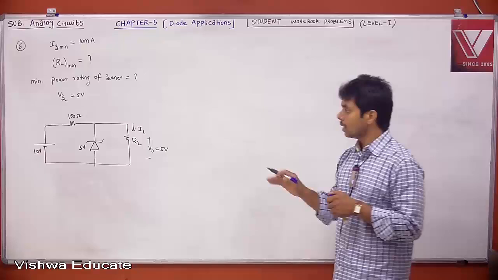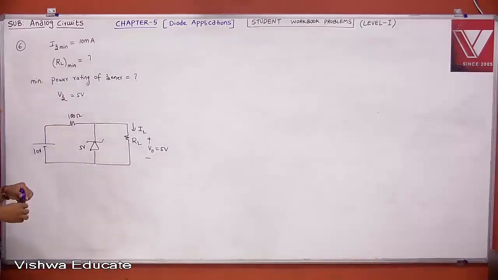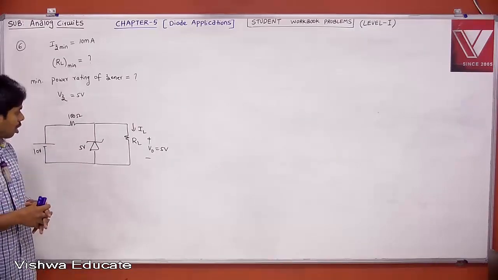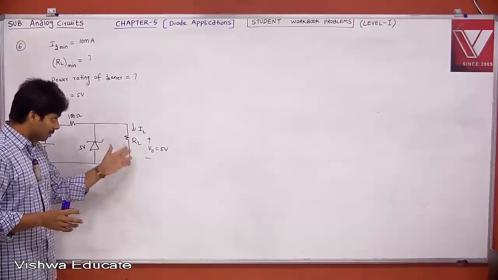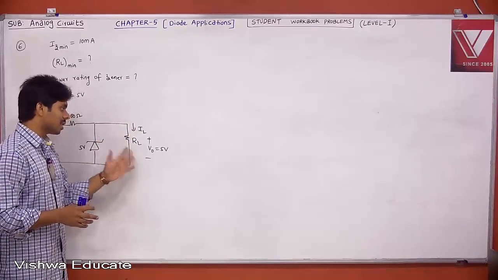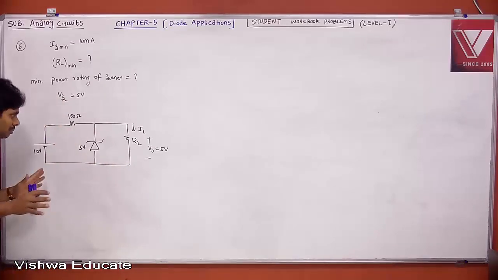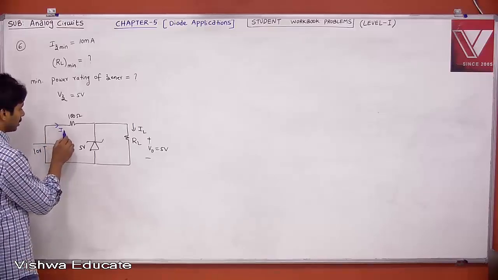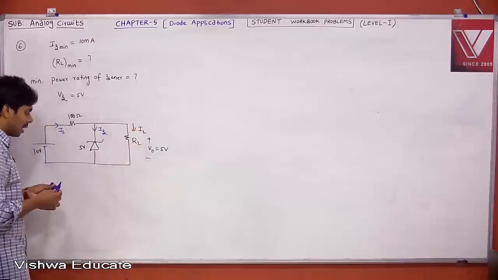I'll explain what is power rating. First of all, let's find your RL minimum and all those things. See, that's what it is related to. For safe regulation operation, here what is the value of RL minimum? The minimum RL value such that it will be safe. Safe means it will have regulation. Very simple, no confusion. We know that this is your source current IS, this is your Zener current IZ and this is your load current IL.